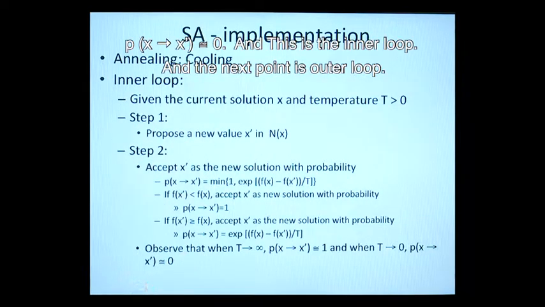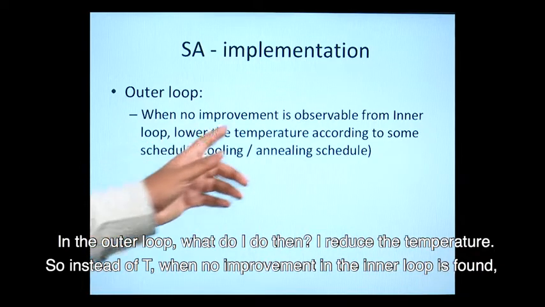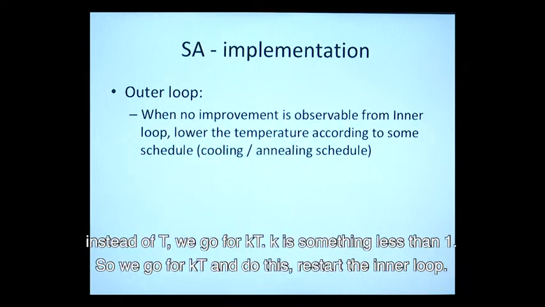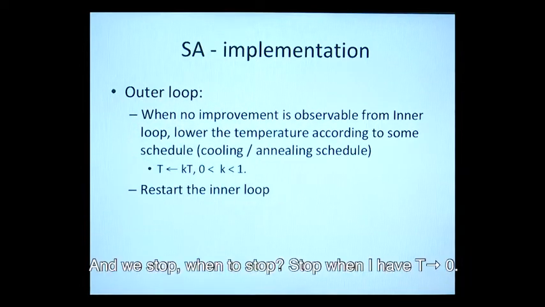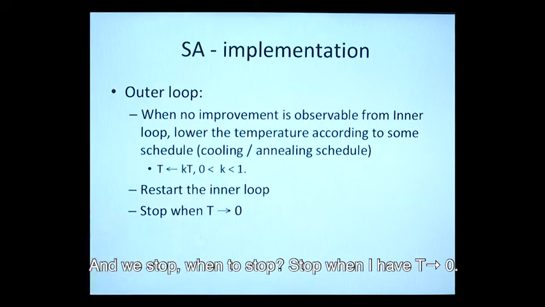This is the inner loop, and the next point is the outer loop. So, in the outer loop, what do I do then? I reduce the temperature. When no improvement in the inner loop is found, instead of T we go for Kt, where K is something less than 1. So, we go for Kt, restart the inner loop, and we stop when T goes to 0.